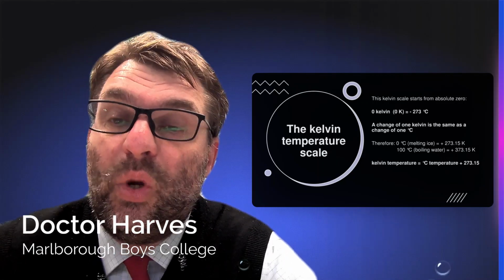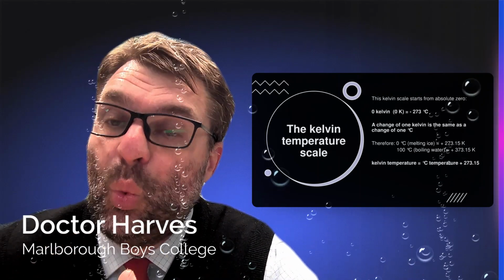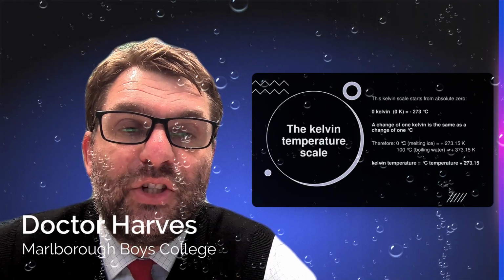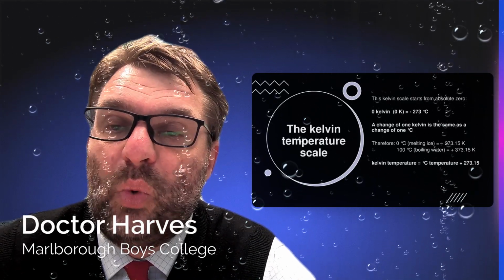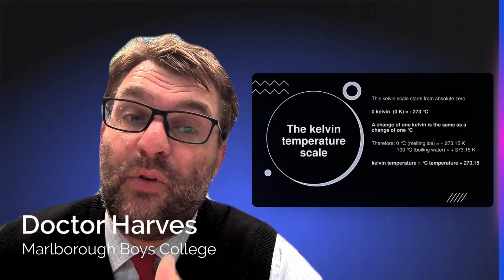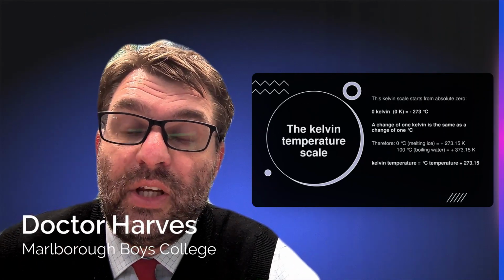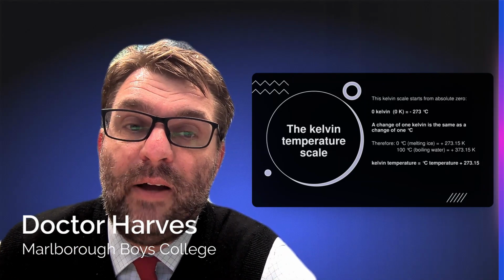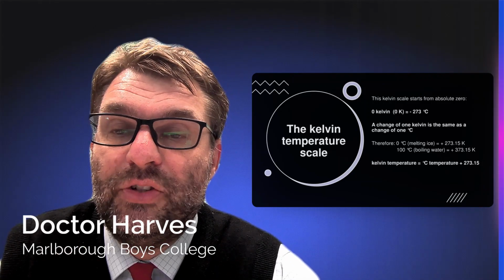and that's going to be plus 273.15 Kelvin, where 100 degrees Celsius, where water boils at atmospheric pressure, that's going to be plus 373.15 Kelvin. So therefore, Kelvin temperature can be converted from degree Celsius temperature by simply adding 273.15 to the degrees Celsius value.